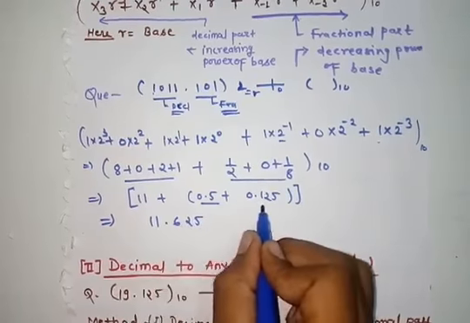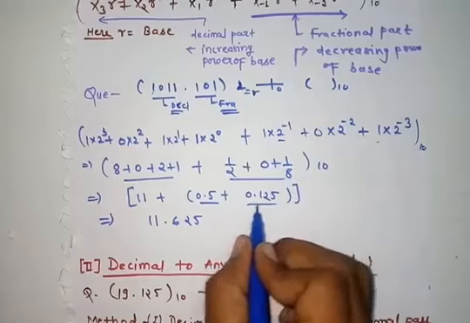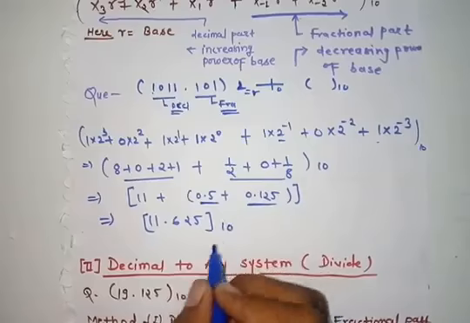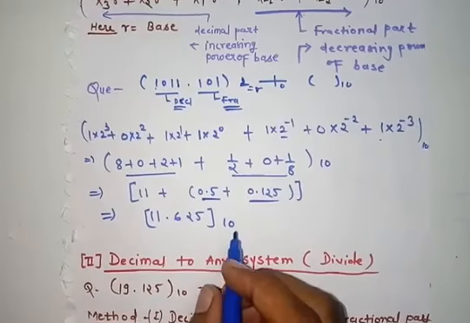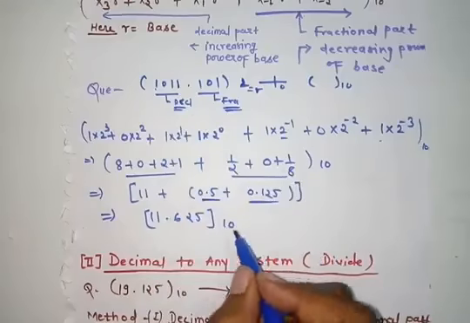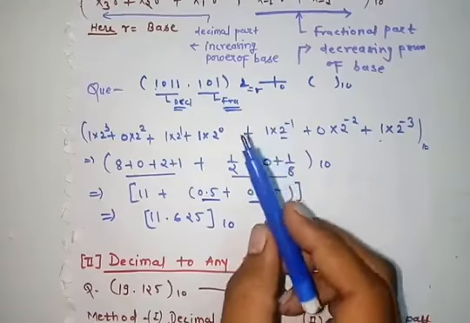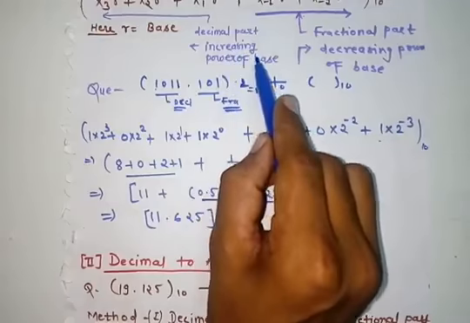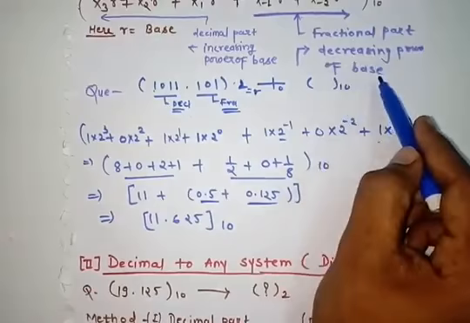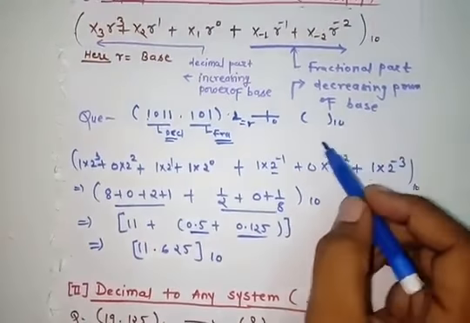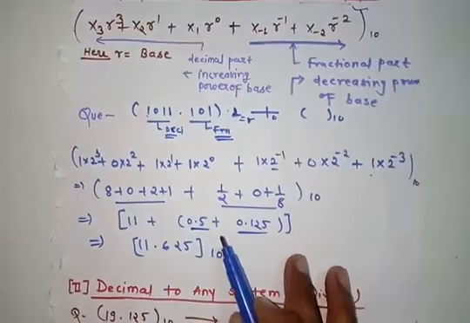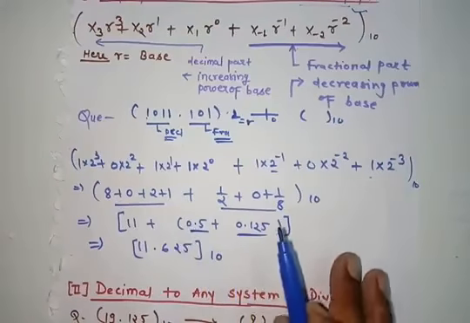Now how can I write, 10.6625, plus, add these two numbers, we get this. Okay, this is base 10. This is how we can calculate any number to base 10. We have to multiply the decimal part with increasing power of base, and the fraction part with decreasing power of base. Just remember that for any system to decimal we have to multiply. This is how any system to decimal conversion works.